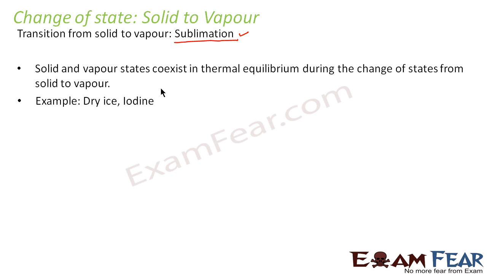For example, dry ice and iodine, because sublimation is not observed in all substances. The general trend is that when you heat a substance, because of the transfer of heat, the substance generally changes from solid to liquid state. So there are certain substances which are exceptions to that general rule. They directly change from solid to vapor. Certain such examples are dry ice and iodine. If you heat iodine, it will directly convert from solid to vapor. What is dry ice? Dry ice is nothing but solid carbon dioxide.